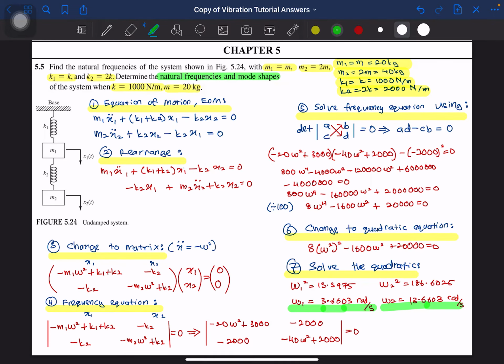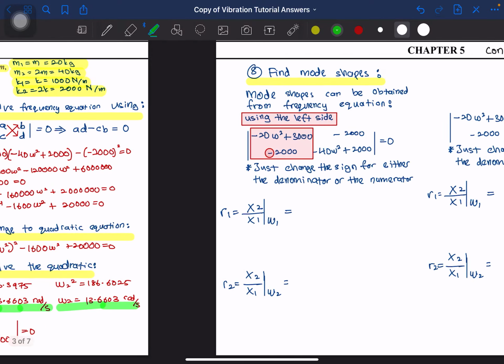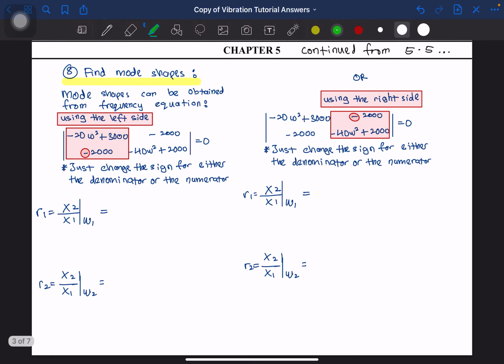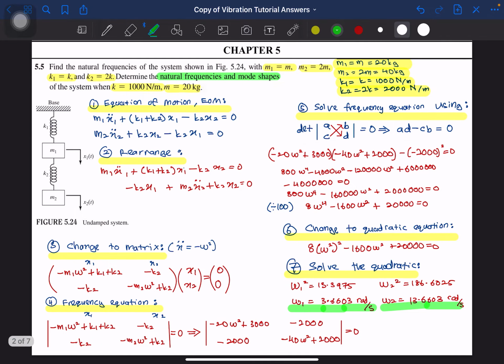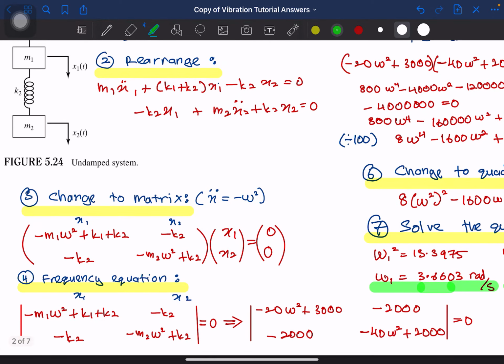Okay. Now we've already solved for omegas, the natural frequencies. Now I'm going to teach you how to find the mode shapes. My method of finding the mode shapes is to make life easier, so I don't want to complicate stuff. Using your frequency equation just now, this is what we get.